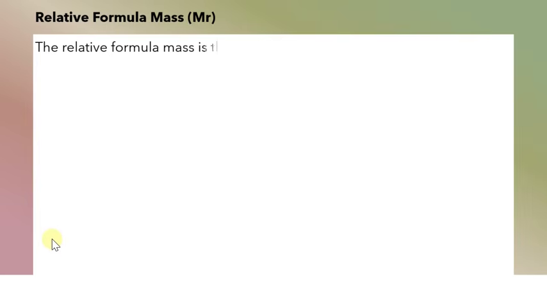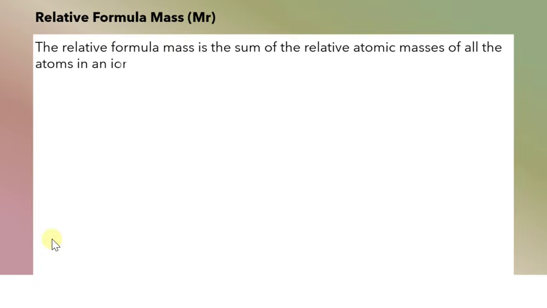So let's look at what is known as relative formula mass, represented by MR. What is relative formula mass? The relative formula mass is the sum of the relative atomic masses of all the atoms in an ionic compound. That is it. So relative formula mass is just the sum of the relative atomic masses. When we say sum, we mean add, the total.